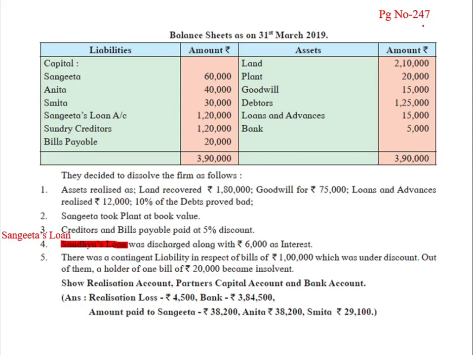Page number 247. Sandhya's loan is given, but mistakenly; here it should be Sangeeta's loan, so write Sangeeta's loan here. This I have already rectified in my videos. If you watch my videos on dissolution of partnership firm, you will come to know. Now we'll move to the next.